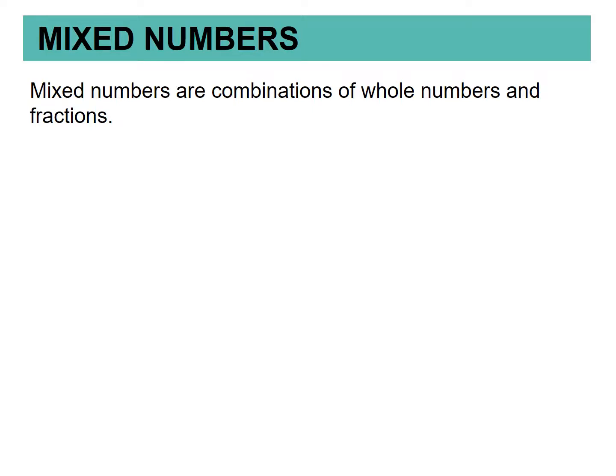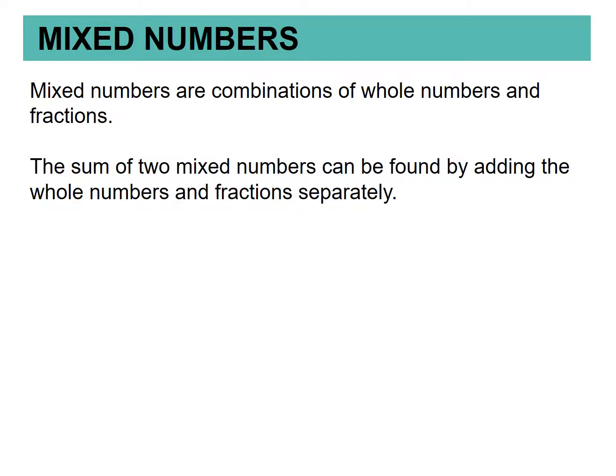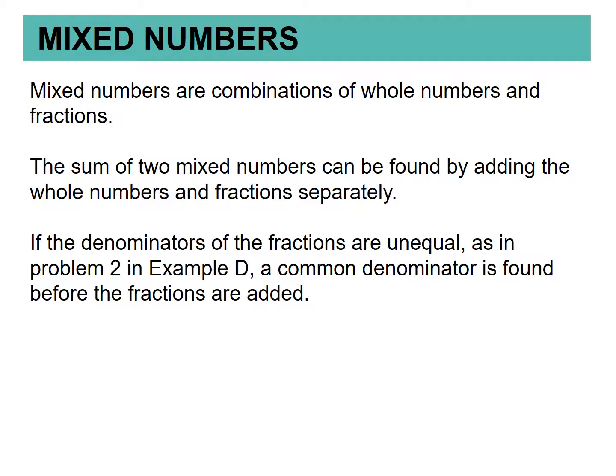So we've been looking at mixed numbers and proper fractions, where the numerator is smaller than the denominator, and improper fractions, where the numerator is bigger than the denominator. Okay. Now, if you're going to add mixed numbers, you can add the whole numbers and then add the fractions separately and then combine your answers. The same thing happens though if the denominators are unequal, then you're going to have to make sure you find the common denominator first.